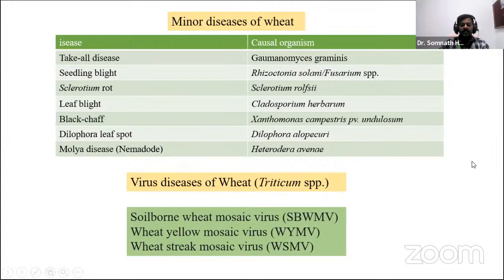Besides the fungal diseases, there are minor diseases of wheat. Take-all disease is caused by Gaeumannomyces graminis. Seedling blight is caused by Rhizoctonia solani, and Fusarium is also associated with the disease. Sclerotium rot, Sclerotium rolfsii. Leaf blight, Cladosporium herbarum. Black chaff, that is Xanthomonas, a bacterial disease. Dreschlera leaf spot. And Molya disease, which is caused by the nematode Heterodera avenae.